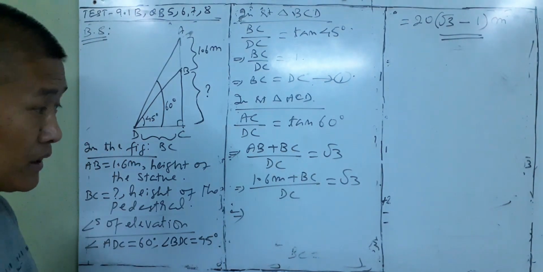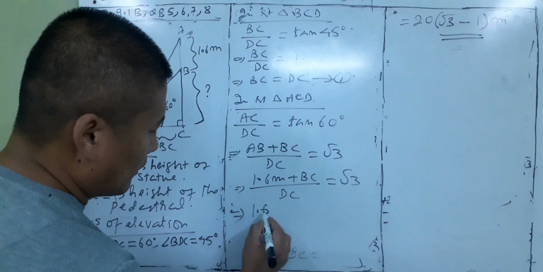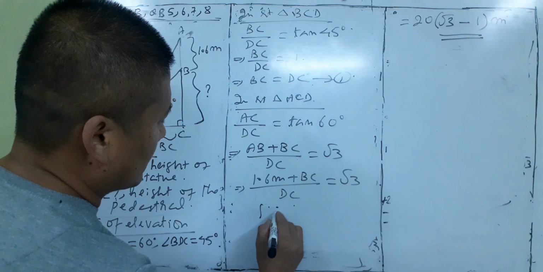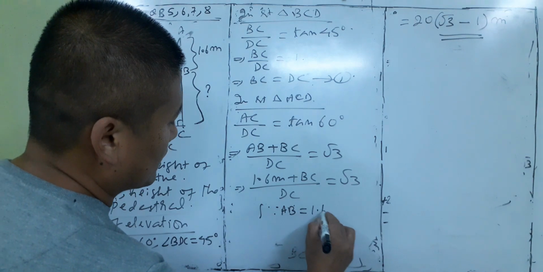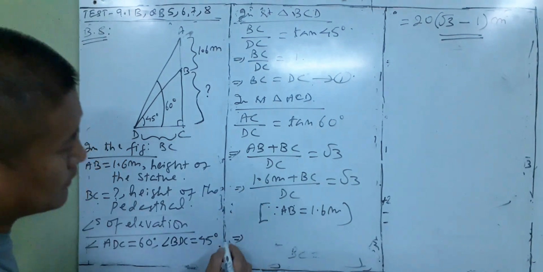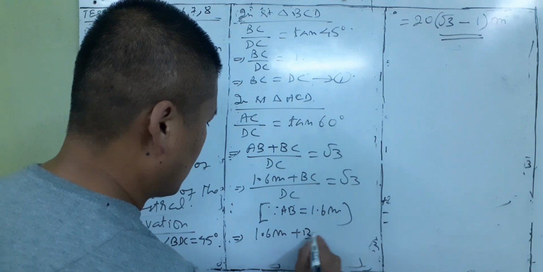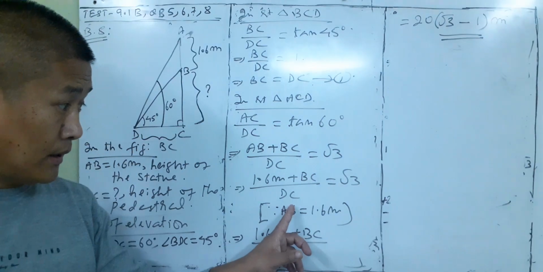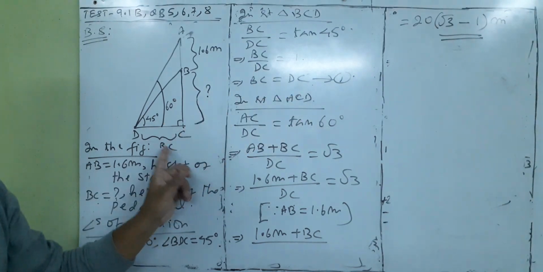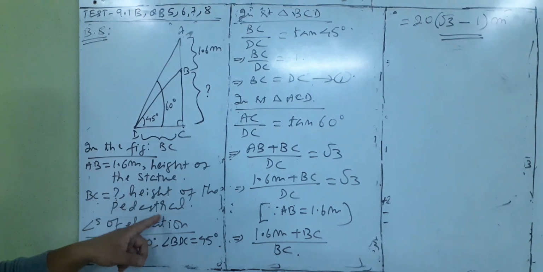Then here you see, we want to find BC. That's what the question is asking. Now 1.6 meter. So you can write here the reason if you want. AB is given in the question as 1.6 meter. That's why we changed this AB to 1.6. The next step, you can write here 1.6 meter plus BC by here DC. We have already learned DC is the same as BC. So we replace the DC by BC. Why? Because we want BC, the height of the pedestal, not DC.